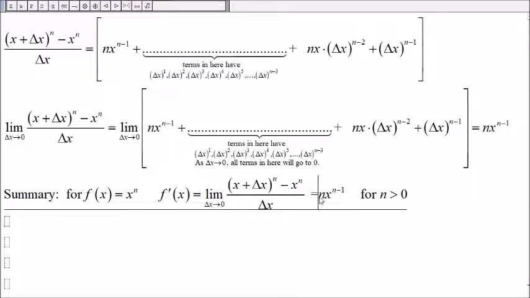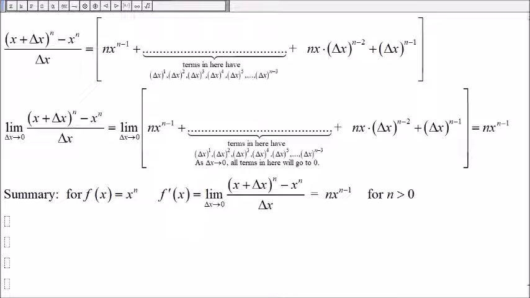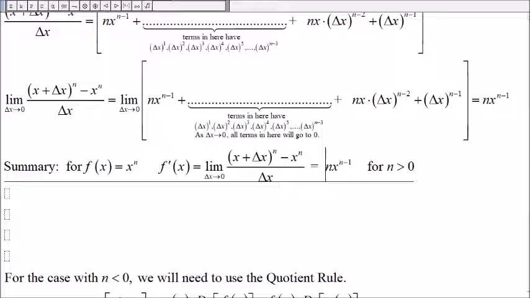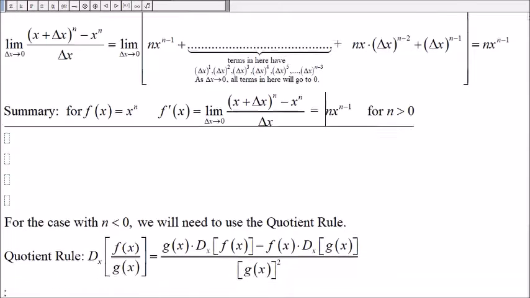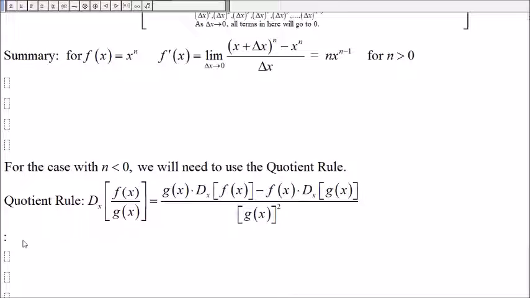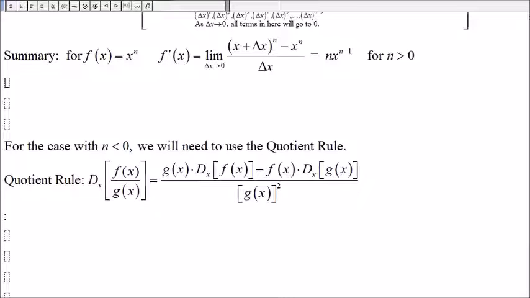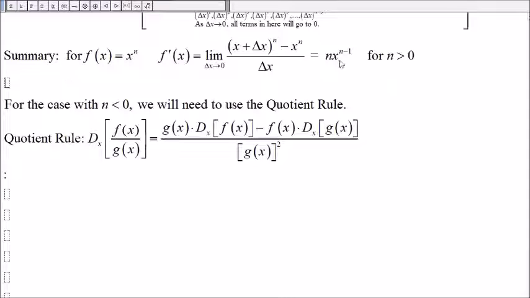And so the question becomes, what happens if n is negative? For n negative, we need to use what's called the quotient rule. And once again, the quotient rule is that if we have the derivative of f of x divided by g of x, then this is the quotient rule right here. And now we will see that the formula is the same for n negative.